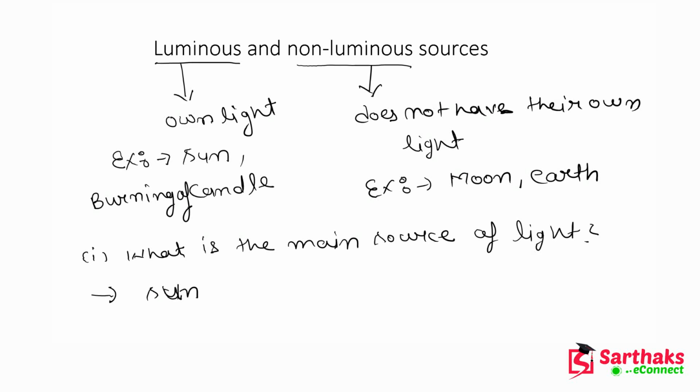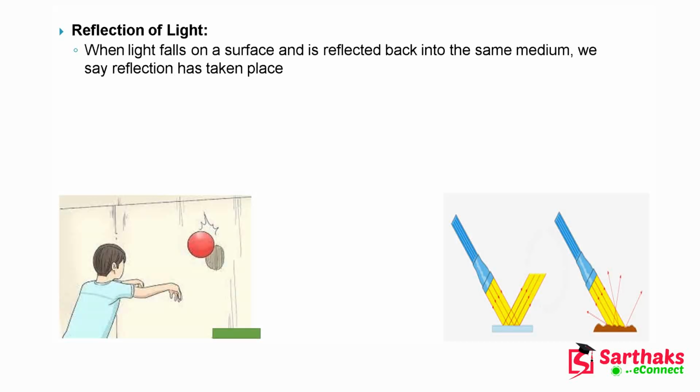Now let's move on to the next slide, and here we will be studying reflection of light. To know about reflection of light, let's take an example. We must have played this game where we throw a ball towards a wall. In this image, you can clearly see a boy throwing a ball towards the wall. After hitting the surface of the wall, the ball bounces back.